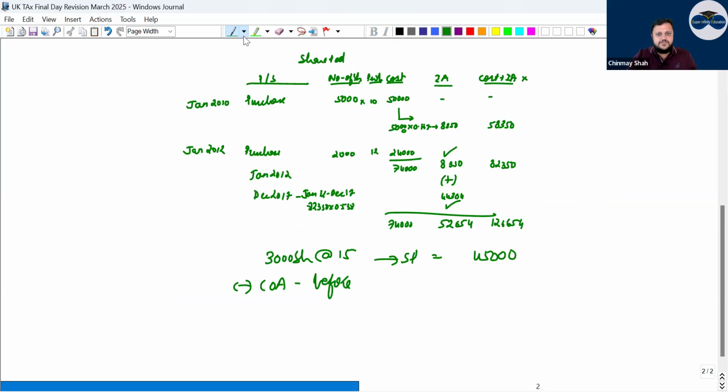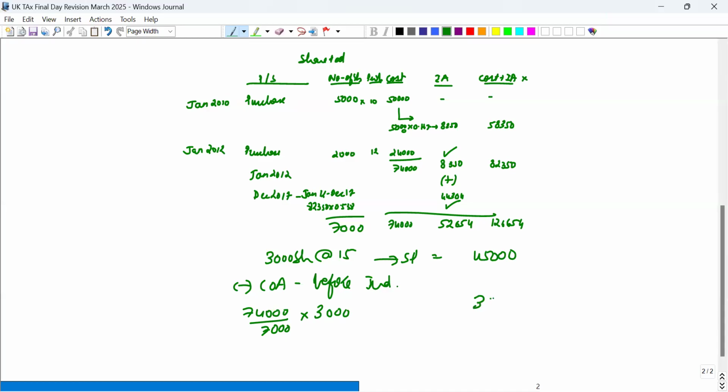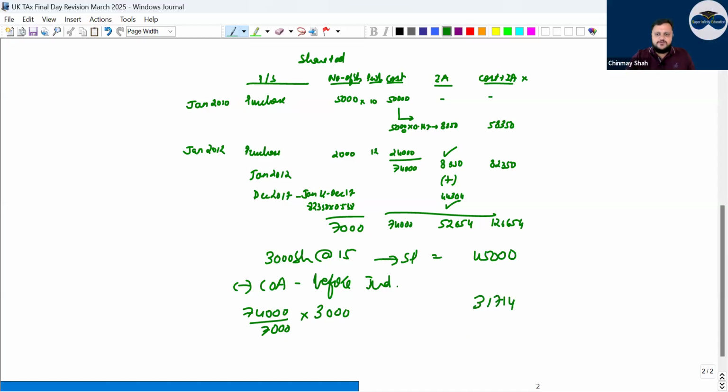74,000 is for how many shares? 7,000 shares. How much is for 3,000? What is the cost of acquisition before indexation? 74,000 by 7,000 into 3,000 is 31,714. So before indexation, the capital gain is how much?